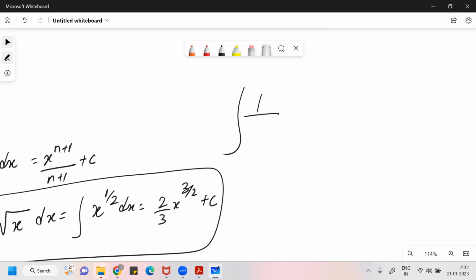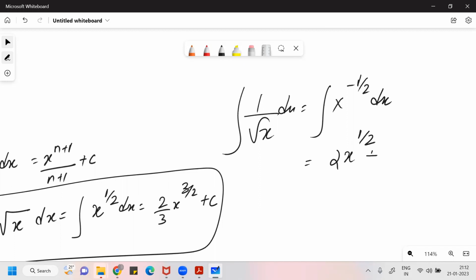Similarly, if I ask you 1 by root x dx, this is nothing but x to the power minus 1 by 2 dx. You apply the same formula and you will get x to the power minus 1 by 2 plus 1, which is 1 by 2, divided by 1 by 2. This would be 2 x to the power 1 by 2 plus c, or you can write 2 root x plus c. If you know this, the solving part would be better.